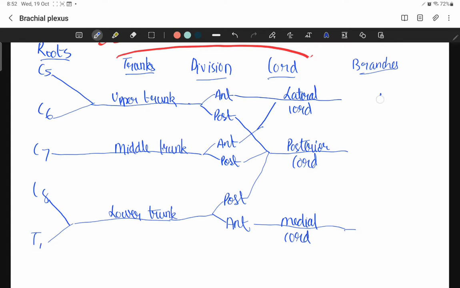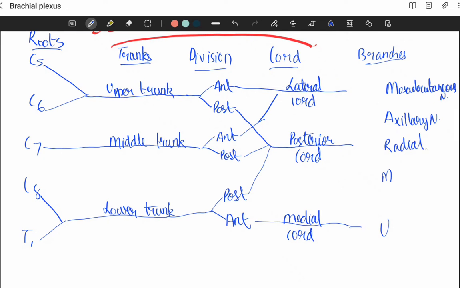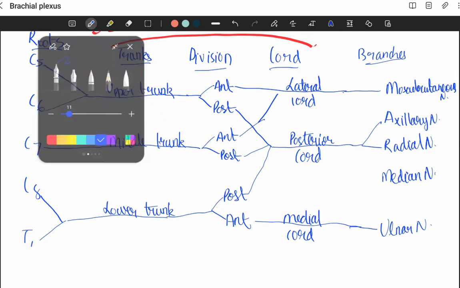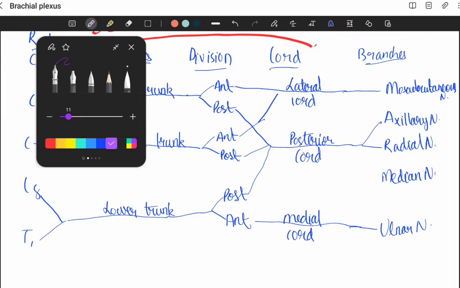Now the branches, right? M, A, R, M, U. Musculocutaneous nerve, axillary nerve, radial nerve, median nerve and ulnar nerve. Okay, now the musculocutaneous receives its branch from the lateral cord. Then the axillary and radial nerves receive their branches from the posterior cord. Median nerve will receive branches from medial and lateral cord, and ulnar nerve from medial cord. I'll use a different color just for better understanding.